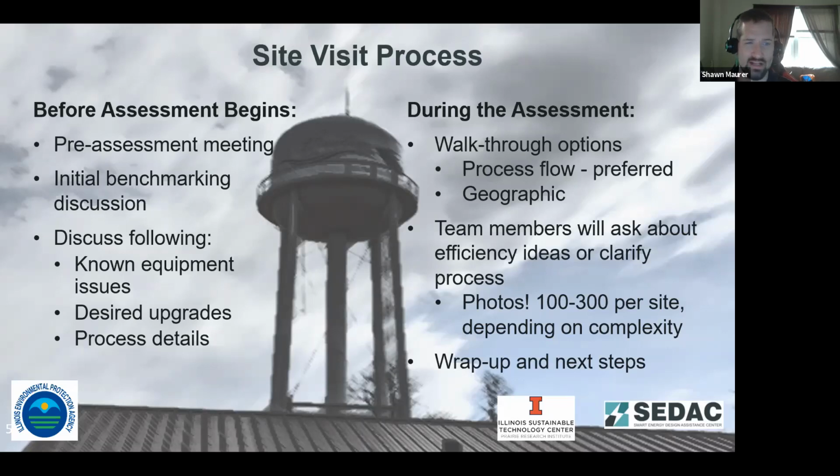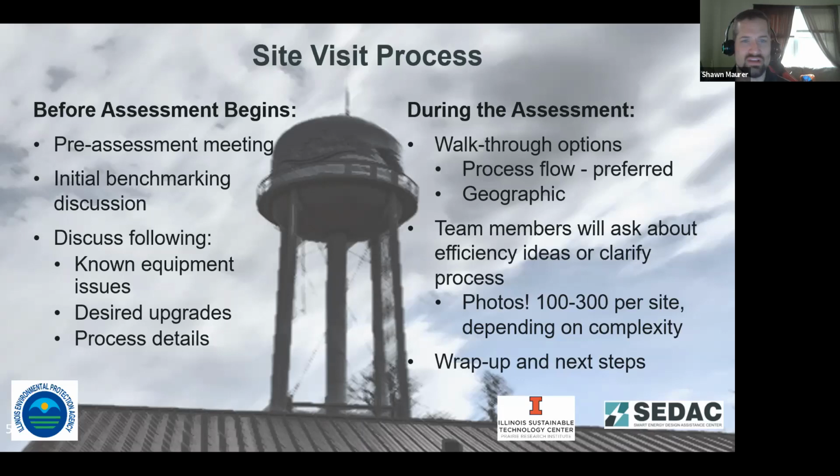In that pre-assessment meeting, we'll go over initial benchmarking for your facility. So we'll look at your energy use intensity in terms of kilowatt hours per million gallons processed and how that compares with some of the state and national averages, just to kind of give you an idea of what the savings potential is for your facility. And then we'll also discuss with you any known equipment issues, desired upgrades, and process details to help us clarify what we're looking at before we start digging into the actual walkthrough of the facility.